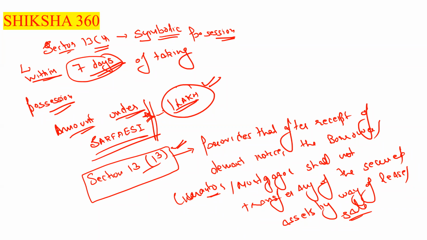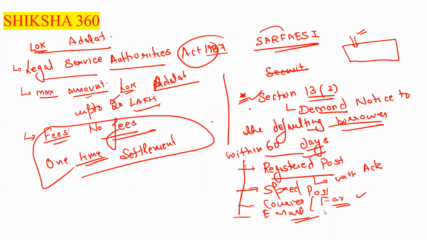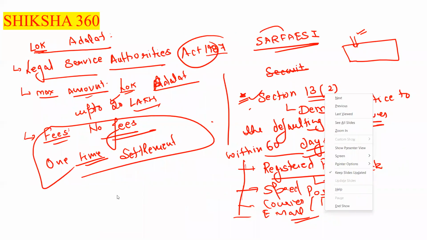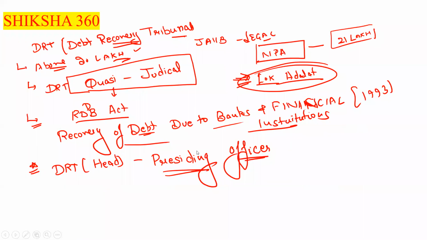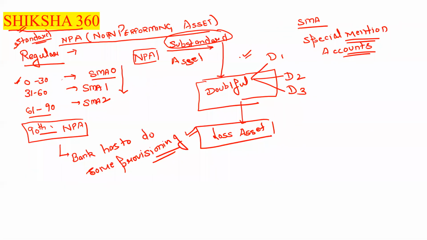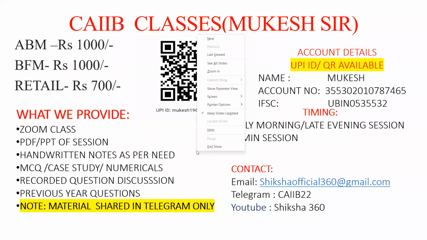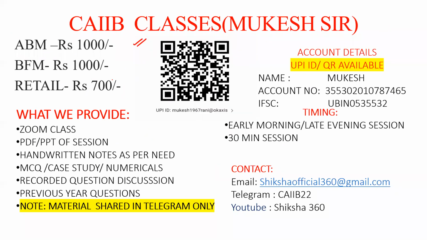So we have discussed in this session some of the important points regarding DRT, SARFAESI, Lok Adalat, and initially NPA. Definitely you will get 4 to 5 questions from these points in the examination. In the next session we will discuss 4 to 5 numericals. Thanks to all of you for joining this session.